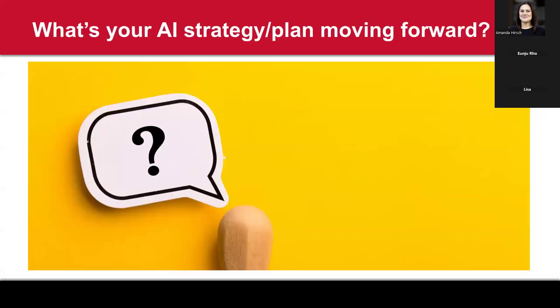All right, so I want you to come up with an AI strategy or plan moving forward. So start thinking about what your AI strategy or your AI plan is going to be. And this can be a first step. Maybe you've already been playing with AI or already been using it, but now you want to go further with that. So what's your strategy or your plan moving forward? Think about it for a minute, and then if you feel comfortable sharing any of those thoughts in the chat, please do so, so that we can all benefit from them.